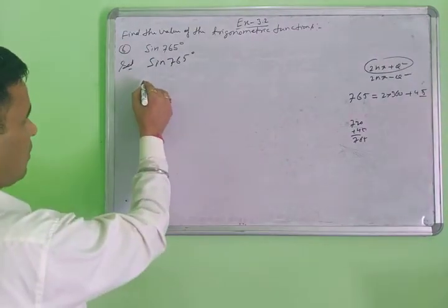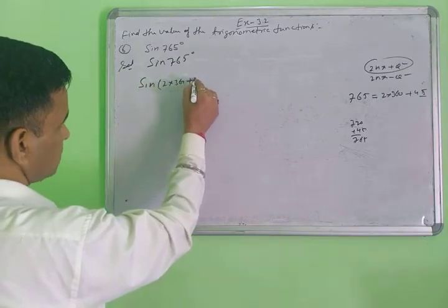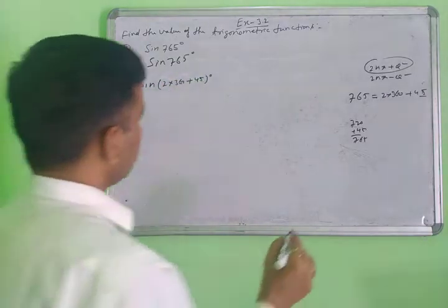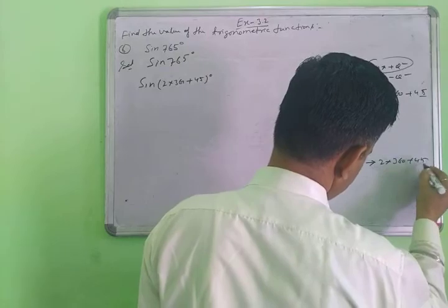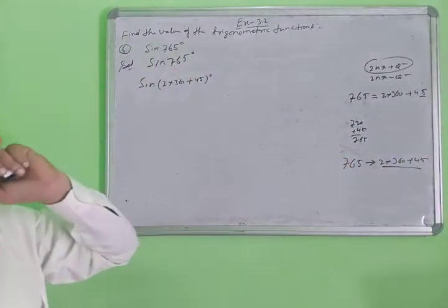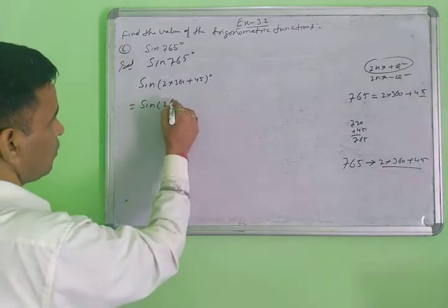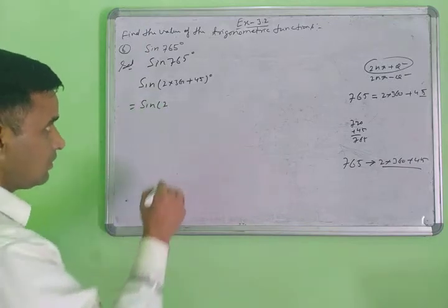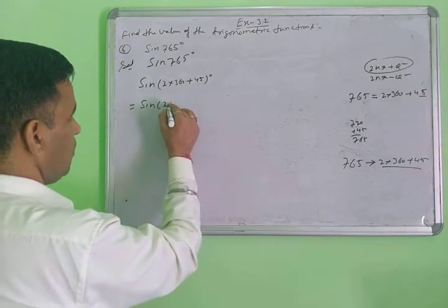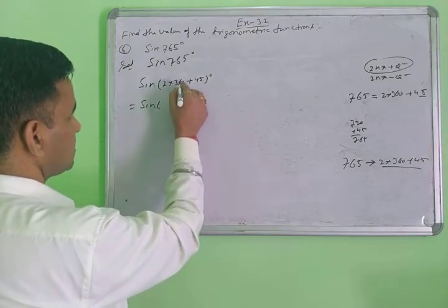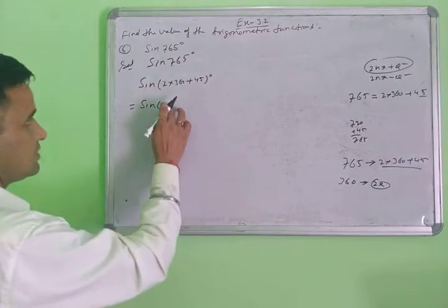According to this, now sin of 2 into 360 plus 45, that is 765. Breaking it down, 2 into 360 plus 45, the total value is 765. So according to this, sin 2 n pi, 360 you can write as 2 pi, converting that, 4 pi.